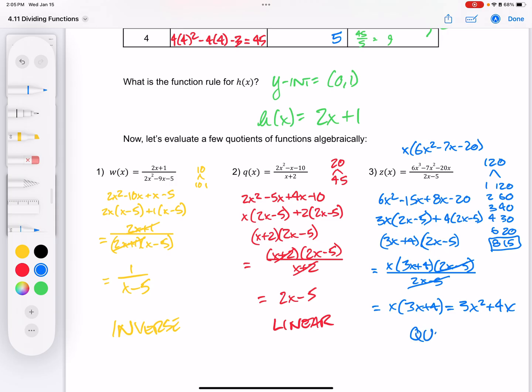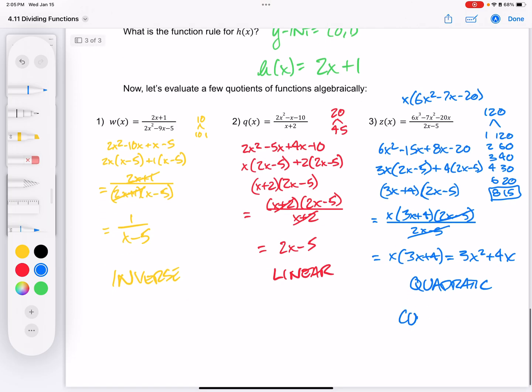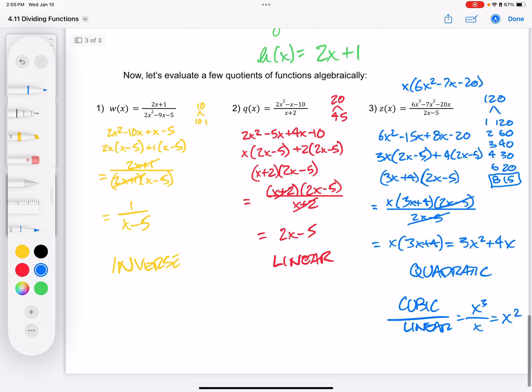This is a quadratic. And this one was a cubic divided by linear. So this was x cubed something over x. That gives me x squared for quadratic.